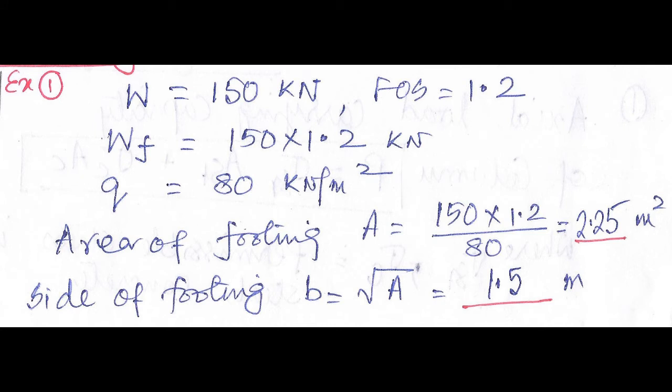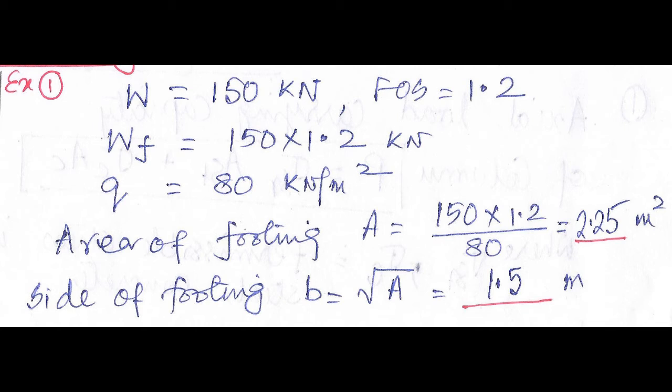Okay, now let us see how to solve the problem. Load on the RCC column is given as 150 kilonewton, so capital W is equal to 150 kilonewton. Factor of safety FOS is given as 1.2. So what will be the factored load? The factored load will be WF equal to FOS into W, that is 150 into 1.2 kilonewton. The soil bearing capacity small q is given as 80 kilonewton per meter square.